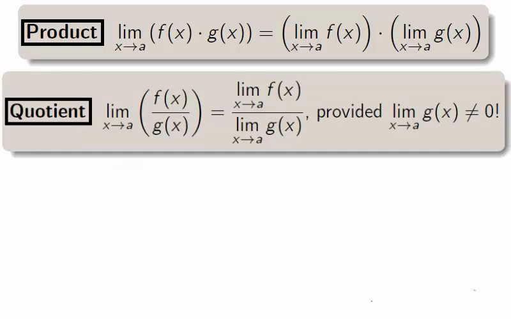Our final law, the quotient law, says that a quotient can be taken before or after a limit, provided that the limit in the denominator is non-zero. Can you think of a reason why we need this condition? Well, without it, we would be dividing by 0.